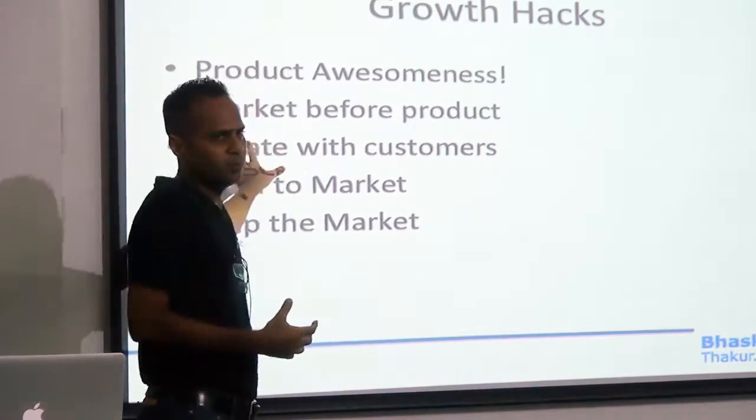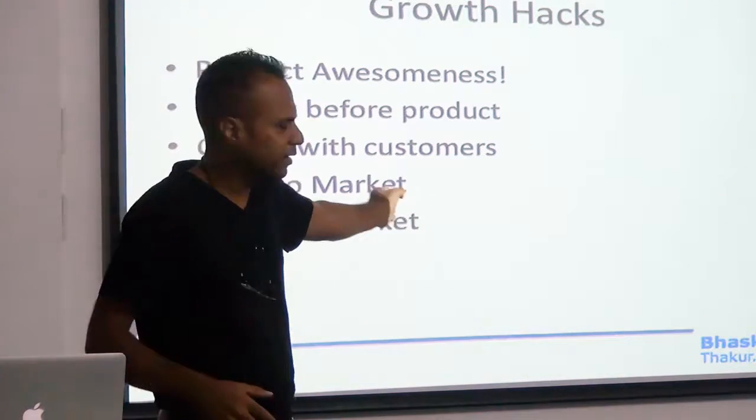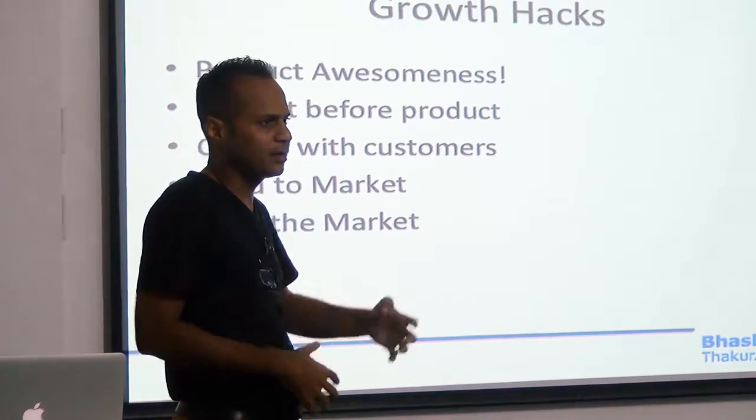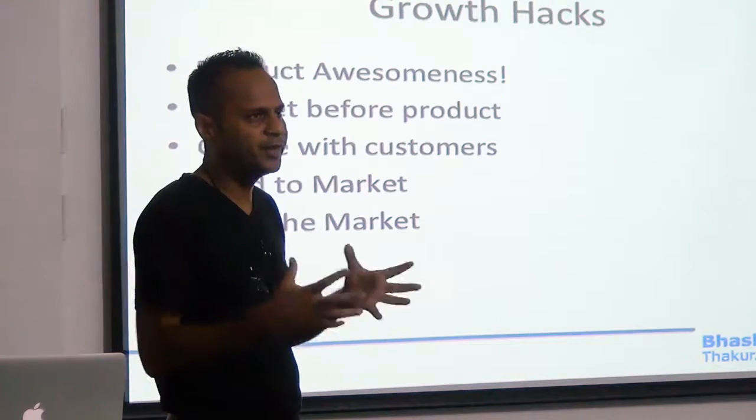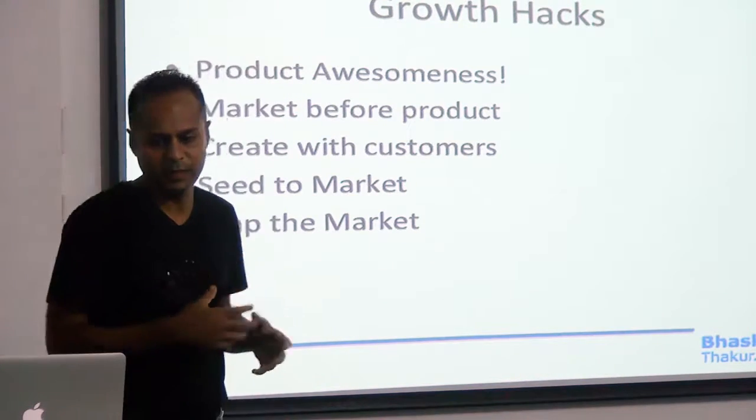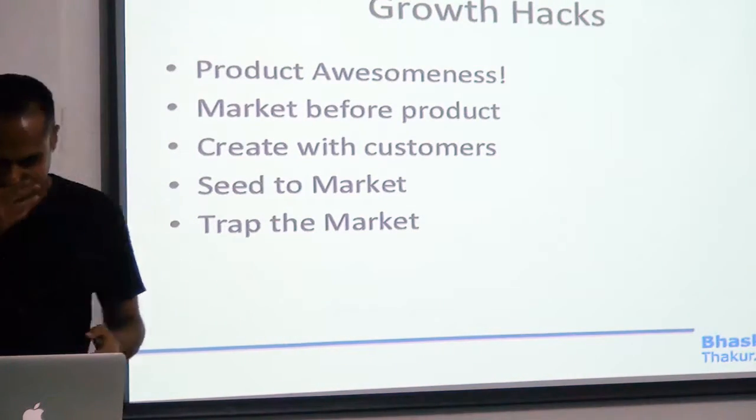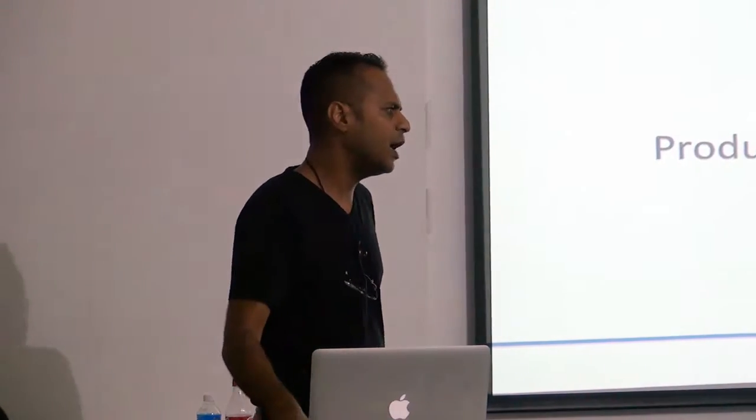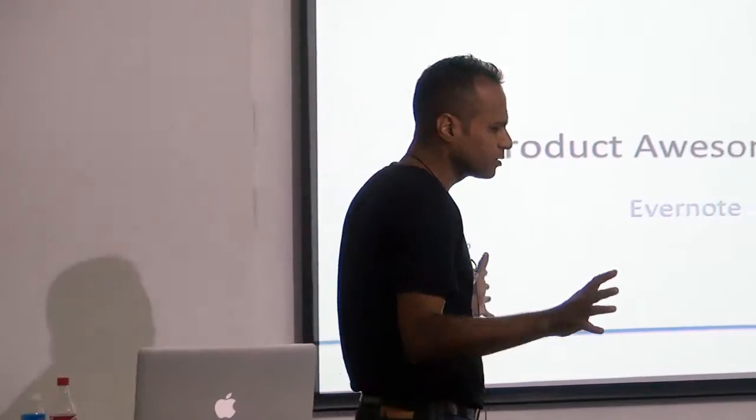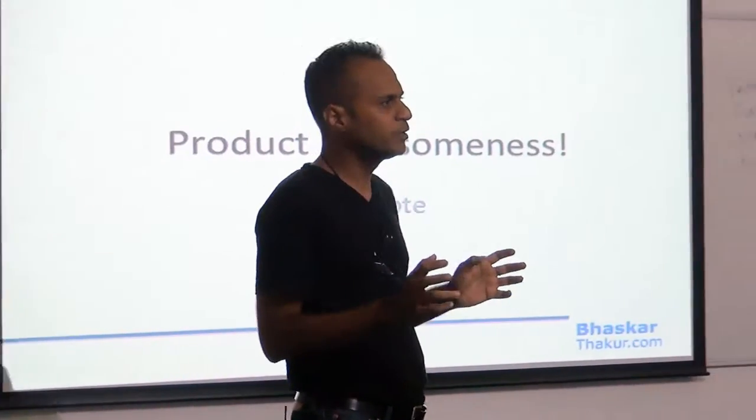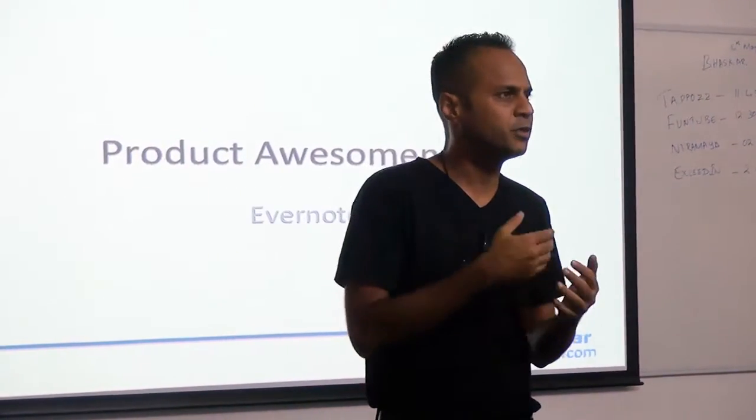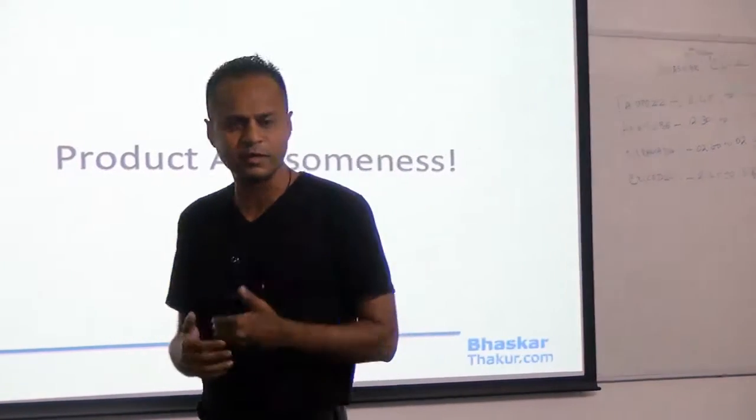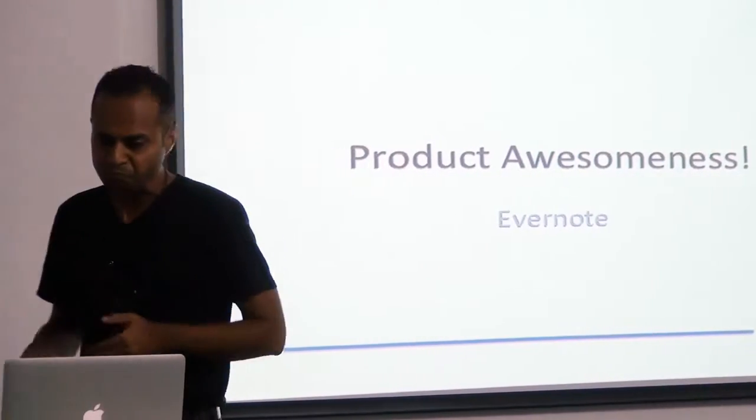So what I will be covering is there are 5 kinds of growth that products we use every day had when they launched. The first one is build awesomeness into your product, and then the product will market itself. You don't need to go and find customers. You don't need to do customer acquisition. The product will do the customer acquisition for you.